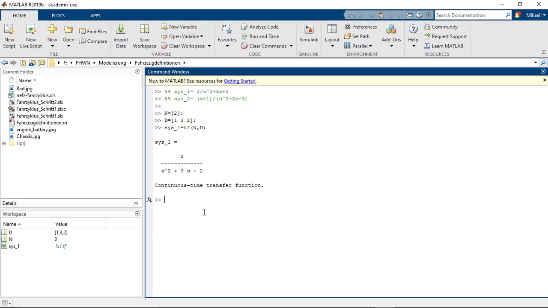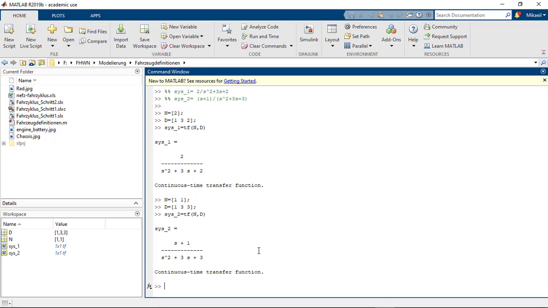And for system 2 also, for the numerator we have 1, 1, semicolon. For the denominator we have 1, 3, 3. We write system 2 equals transfer function, parentheses, numerator, denominator. Also we got our system 2.